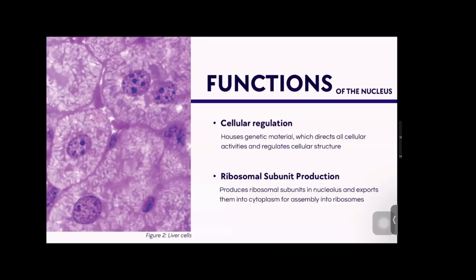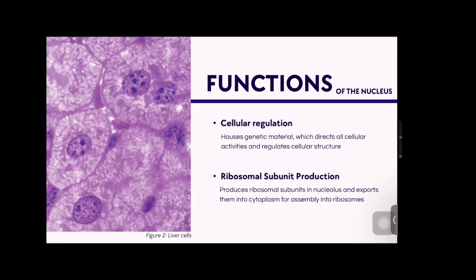Our nucleus, class, has two main functions. First is cellular regulation, since our nucleus houses our DNA or deoxyribonucleic acid, which is the cell's hereditary material. Second function is ribosomal subunit production, since our nucleus is also responsible for the production of ribosomal subunits that are being exported to the cytoplasm for assembly into ribosomes.